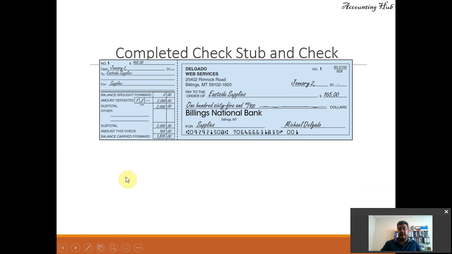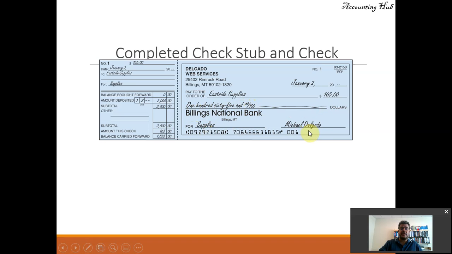So here, let's consider Delgado Web Service. They are paying for supplies to East Side Supplies. So January 2nd, who is getting the check? Who am I paying? East Side Supplies. How much? 165, and no cents. You don't need the cents. So $165 for supplies. And then I sign it here.